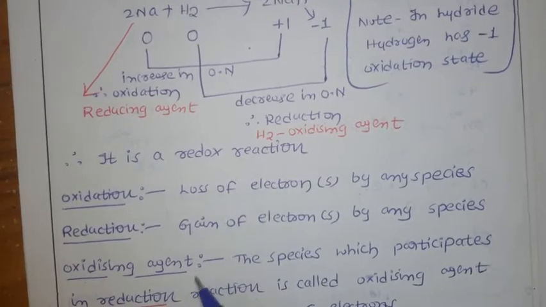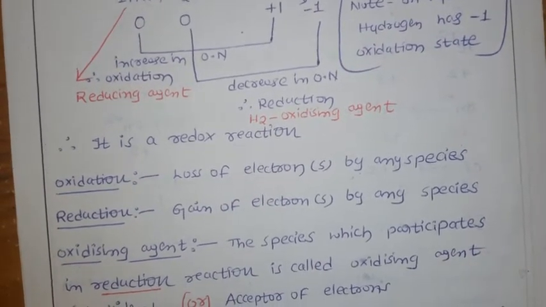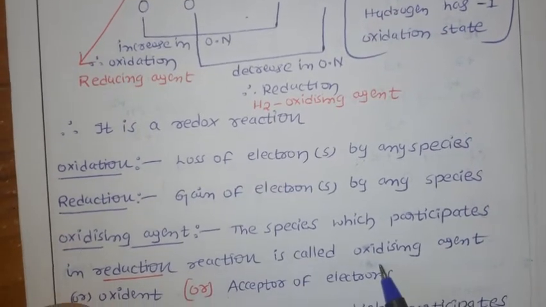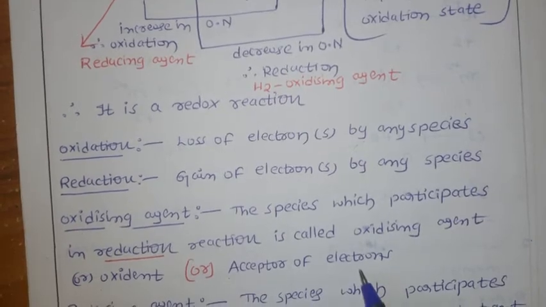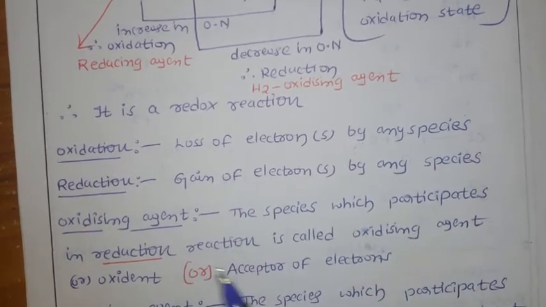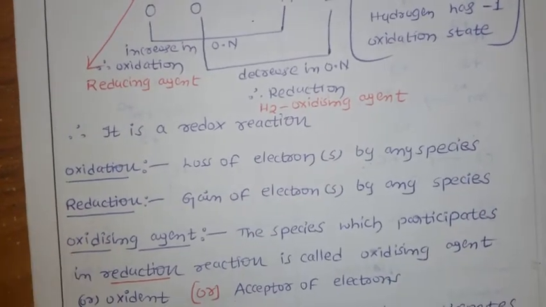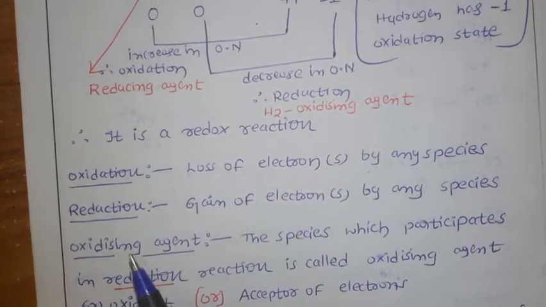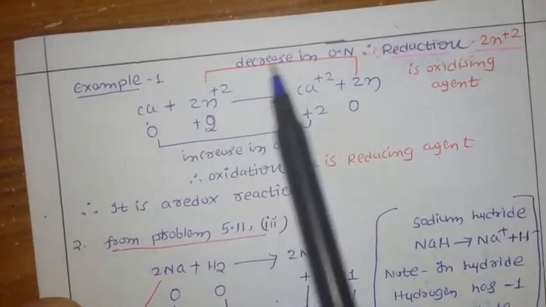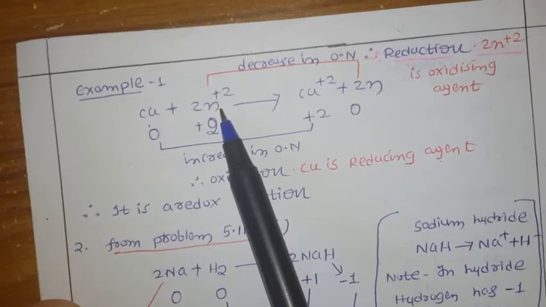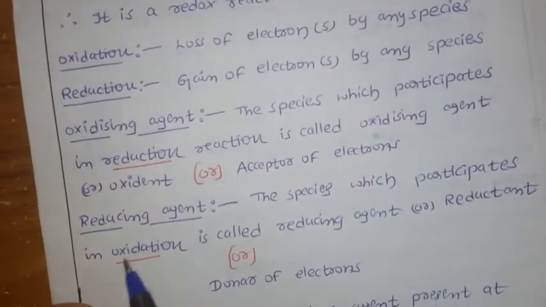Next, oxidizing agent. Oxidizing agent means what? The species which participates in a reduction reaction is called an oxidizing agent, or oxidant, or acceptor of electrons. Already we discussed that it is the species which participates in reduction. If you see here in this reaction, this species is going to undergo reduction. So here Zn+2 is acting as what? Oxidizing agent.